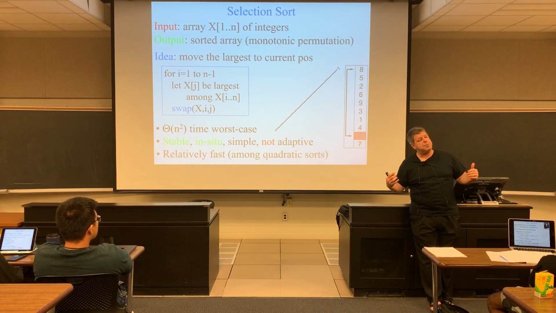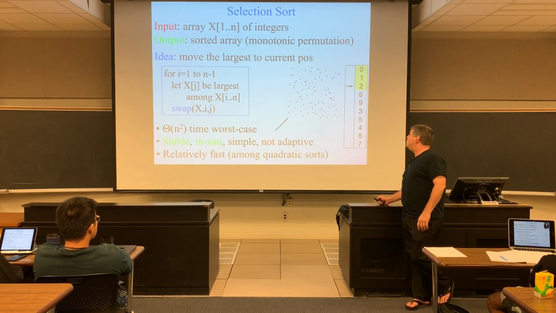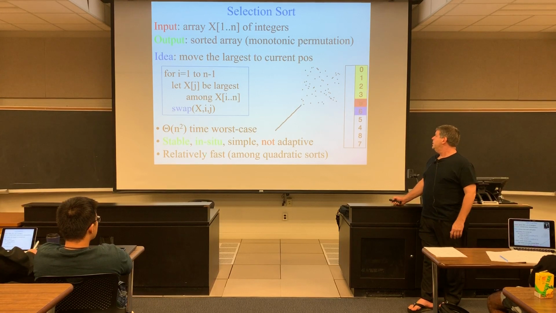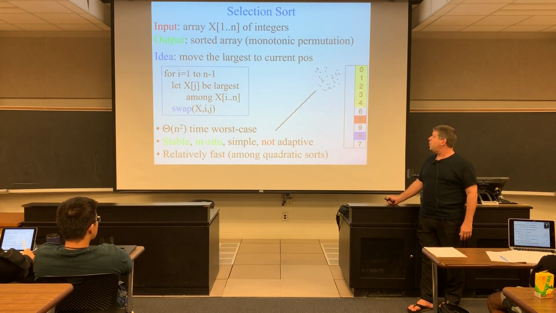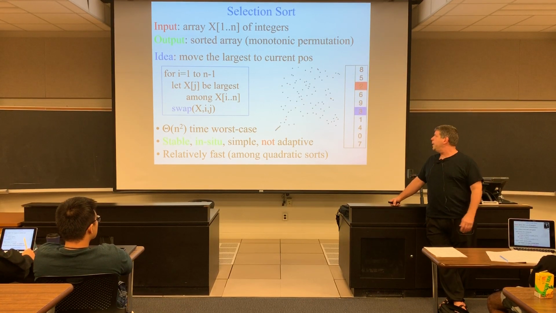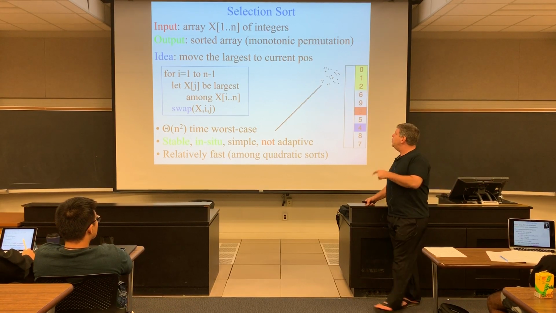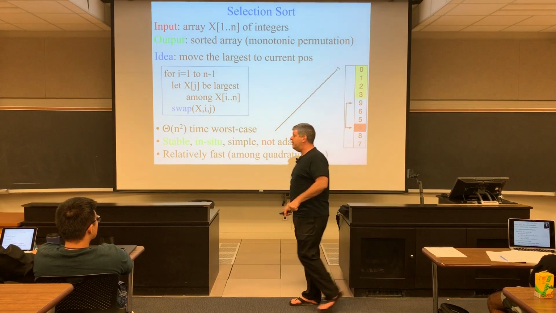This runs the same speed on all possible data, and that speed is always n squared, so it's not so great, but it is simple, and among all the quadratic sorts, it's really fast compared to all the other quadratic sorts. N log n sorts beat the heck out of this one, but among all the quadratic sorts, this is not bad. In fact, you may have used this in your personal life.